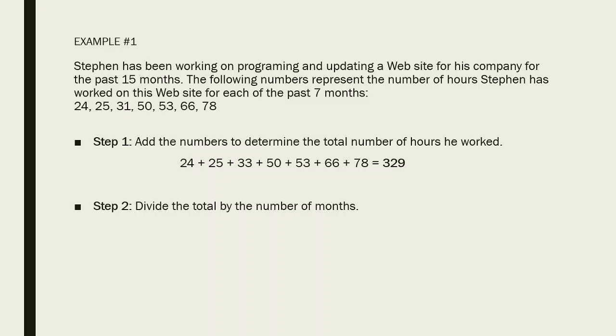Step 2. Divide the number by the number of months. So since we have 7 months, 329 divided by 7 will be 47. So the answer will be 47. Our mean will be 47.